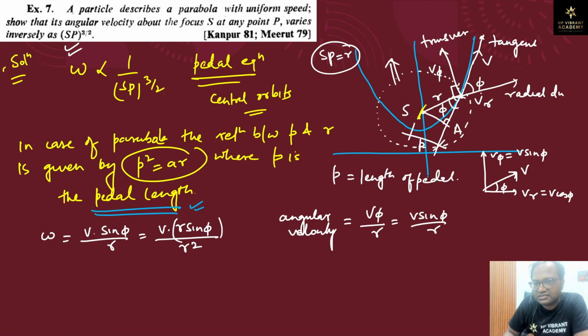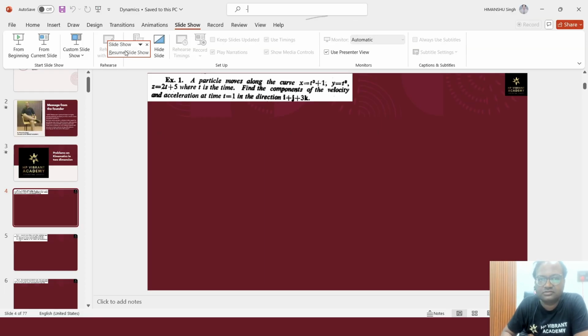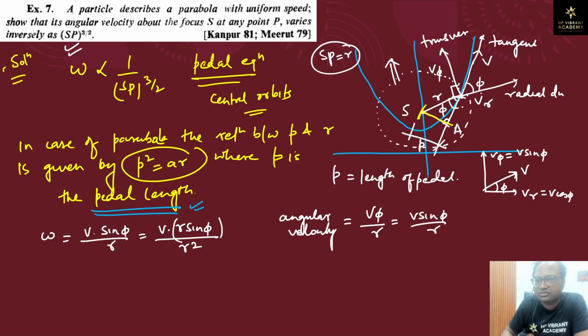So let us look into this triangle. We have this like this. This is r, this is phi. So this will be r sin phi, and this is equal to small p. So this will be equal to Vp upon r square. So the angular velocity is Vp upon r square.